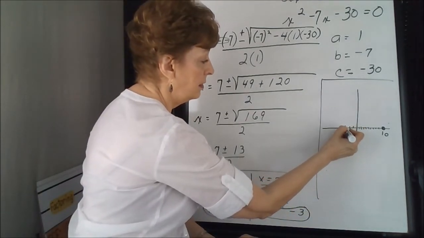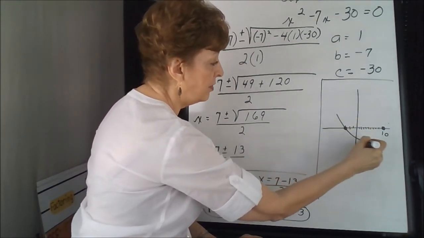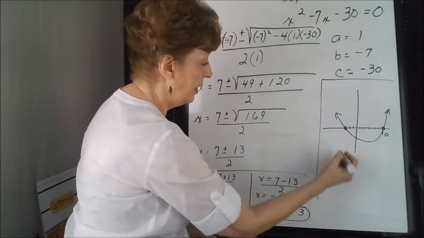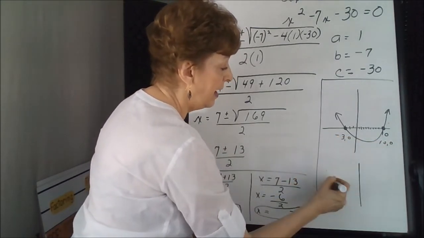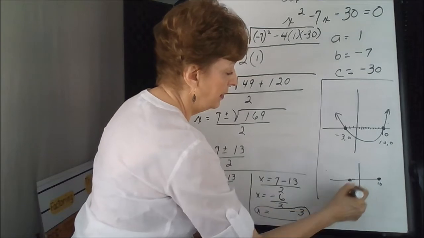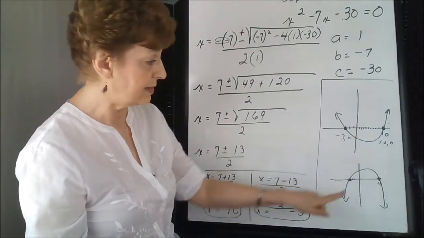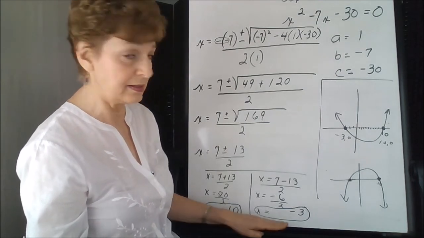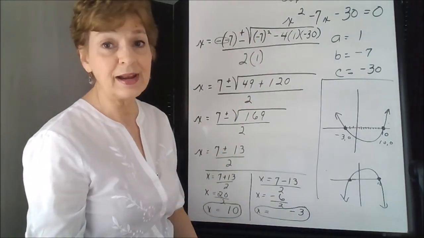1, 2, 3. Our parabola, I don't know if it goes up or down, but I do know that it crosses the x-axis at those 2 points, at (-3, 0) and at (10, 0). You might have it look like this. It might go this way. But it definitely crosses the x-axis at those 2 points. That's just one of the ways and one of the reasons that we work through quadratic equations.